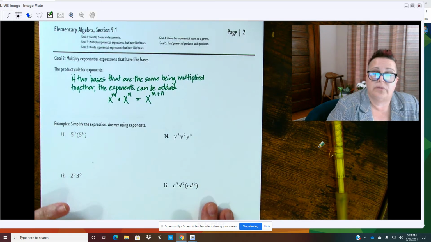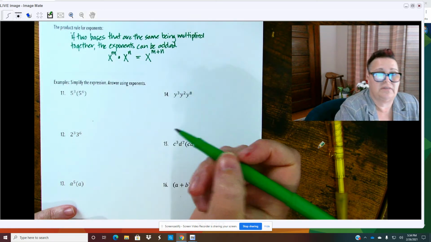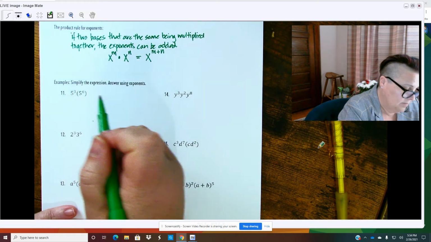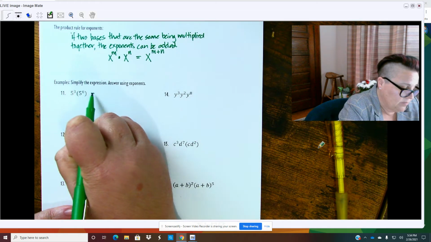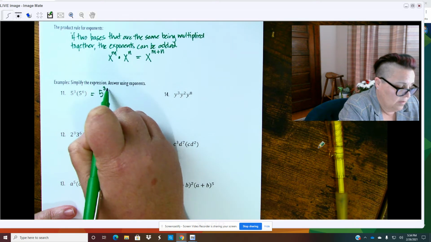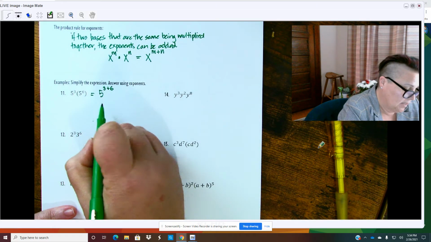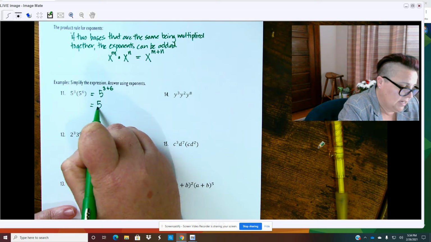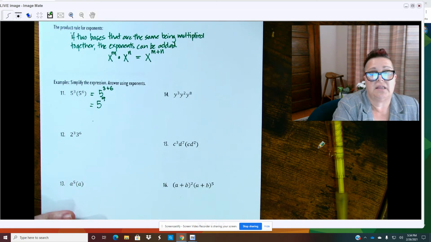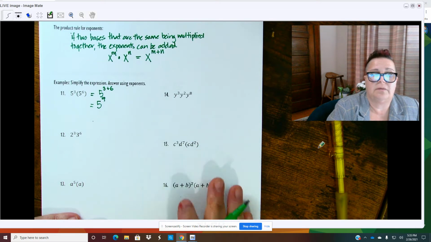Right? Some examples. Here I have 5 to the 3rd times 5 to the 6th. The bases are the same. So that means that this would be the same as 5 to the third plus 6. I can add those two exponents together. 3 plus 6 is 9. This is the same as 5 to the ninth. I can figure out what 5 to the ninth is, but the instructions say to go ahead and answer using exponents. So I'm going to leave it as 5 to the ninth, right?